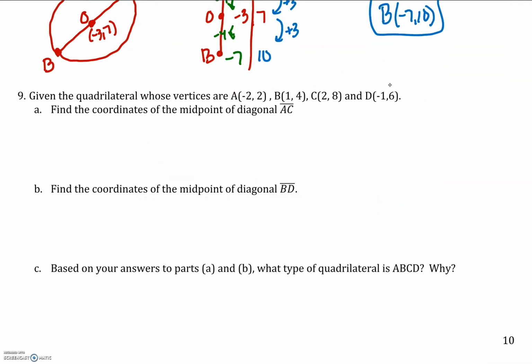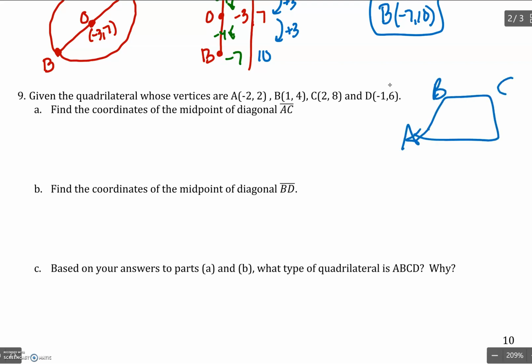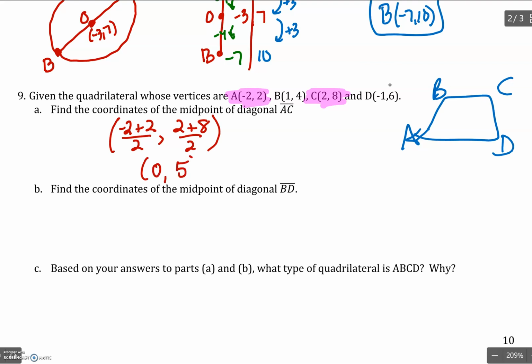Okay. Number 9, we have a quadrilateral. Here are the vertices. Remember, when you label a quadrilateral, however it is, you go around the shape. I have no idea what kind of quadrilateral, I'm just drawing that. It says to find the coordinates of the midpoint of diagonal AC. So for this one, we are comparing A and C only, and we're going to use the midpoint formula to find the midpoint. So we're going to average our x's. We're going to average our y's, and we will get 0, 5.